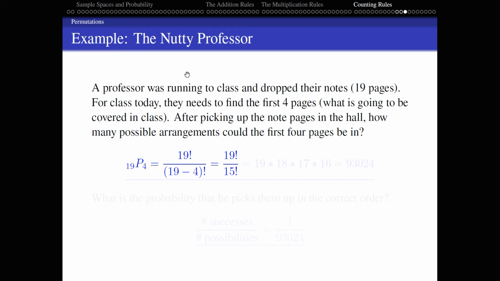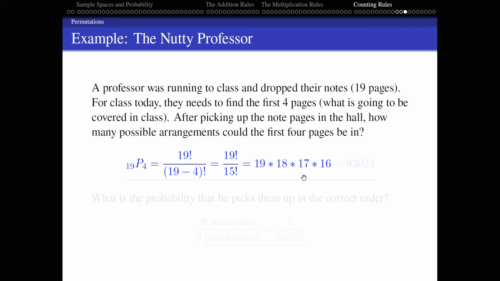So if I write out 19 times 18 times 17 times 16 times 15 times 14, and so on and so on, on the top, and then on the bottom I write 15 times 14 times 13 times 12 times 11, and so on, what I'm going to notice is that everything from 15 on down is in both the top and the bottom, and I can cancel out everything from 15 on down. This leaves me with 19, 18, 17, and 16.